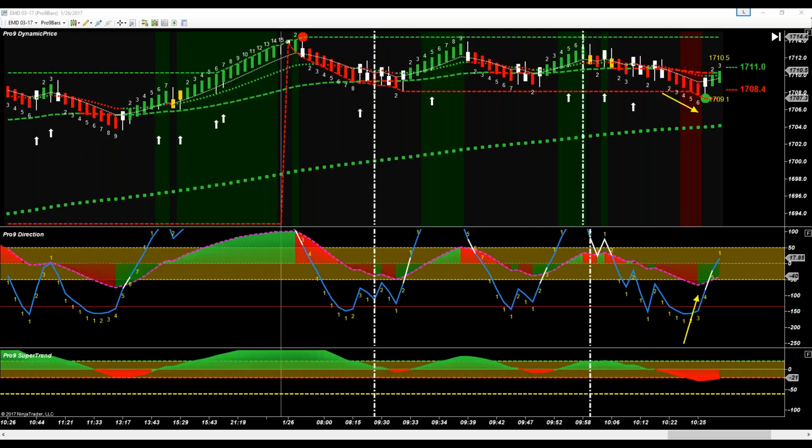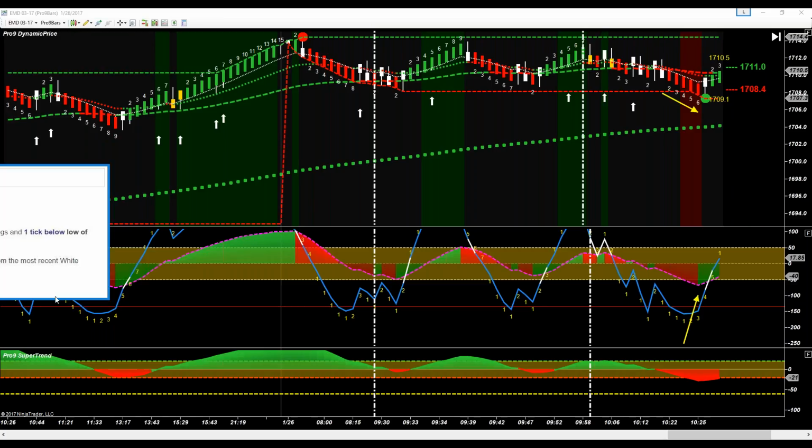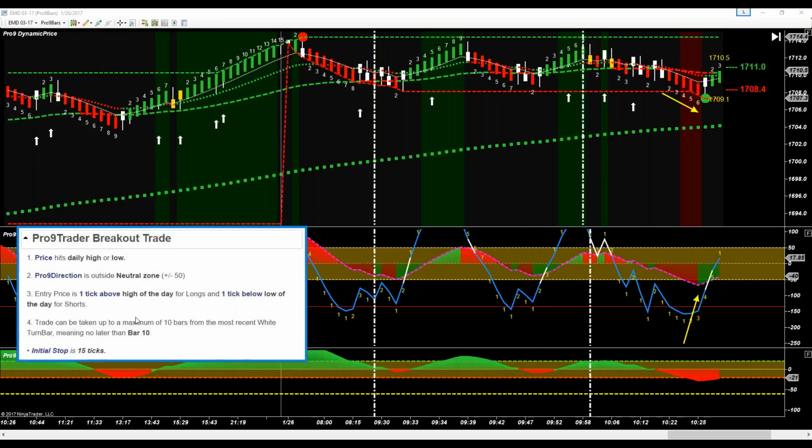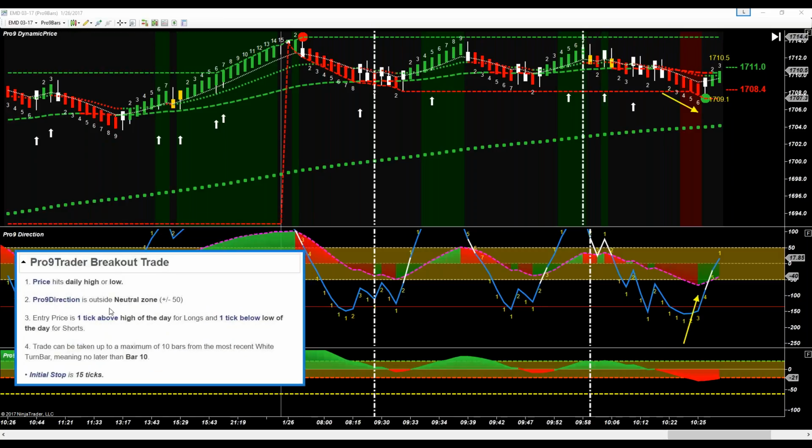Joe K, great question. For the breakout trade, do you need both the blue line and the histogram to be above or below -50? Just the direction histogram. So, as I said before, these are actually an old set of rules. They have been recently updated, and I just haven't downloaded the new version.